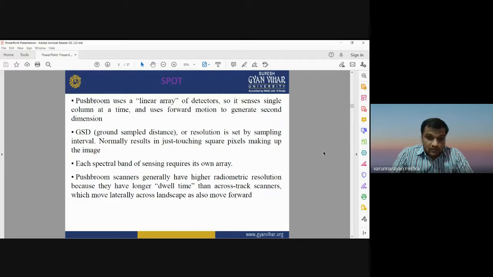In the case of across-track scanners, the sensor moves laterally across the landscape as it also moves forward. So when we compare push broom scanners and whisk broom scanners, or the along-track scanners and across-track scanners, along-track scanners generally have improved radiometric resolution in comparison to across-track scanners because of the longer dwell time.